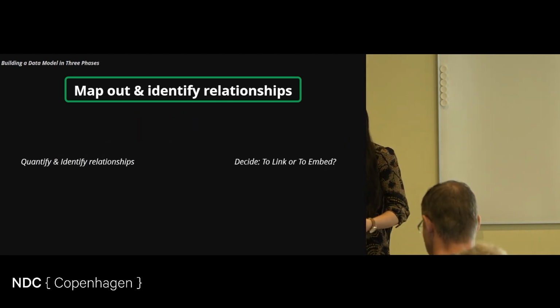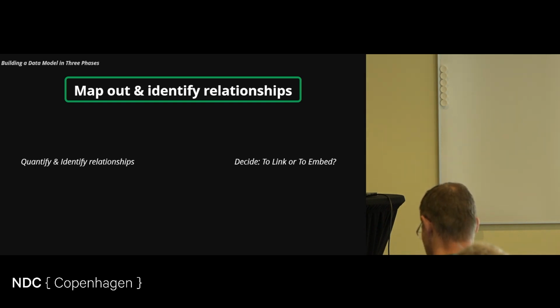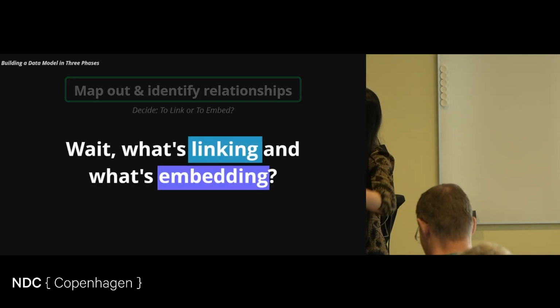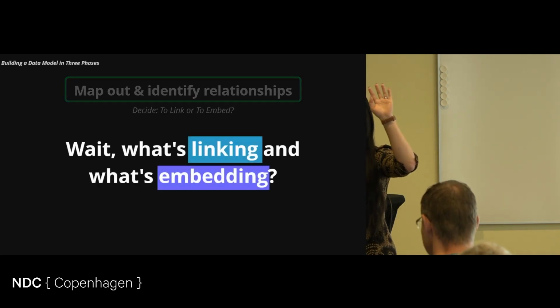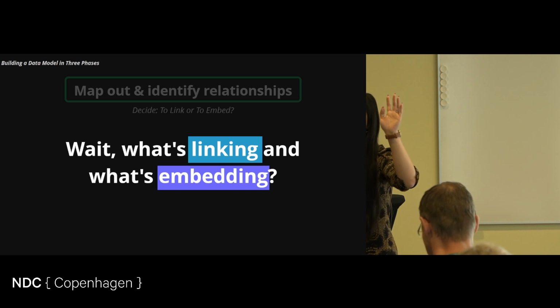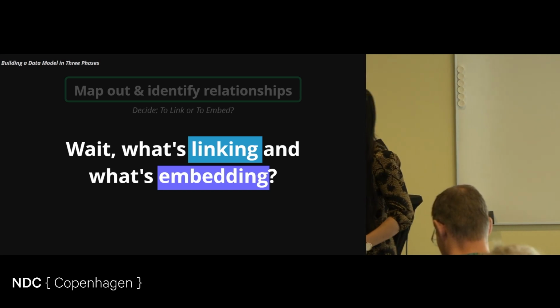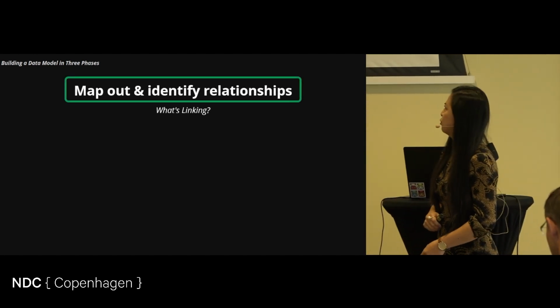So we've quantified the relationships, we found what the most important entities are, and we've found what relationships relate to those entities. Now we have to decide, which can be a somewhat long process, do we link or do we embed? What's linking and what's embedding? Yeah, that was me too, I'm like, what is that? The good thing is it's very self-explanatory, especially if you come from a relational database background, you already know one of them. So linking, what is linking?